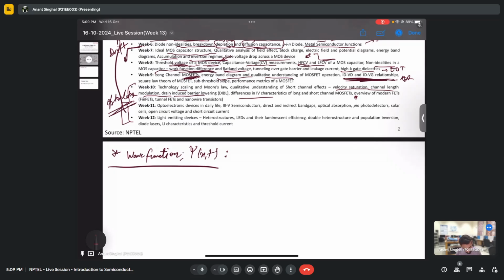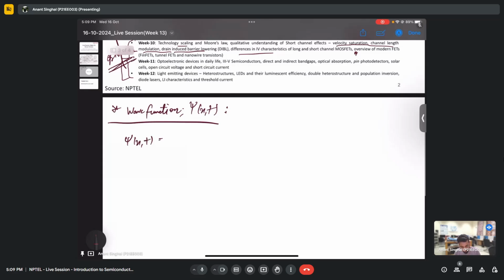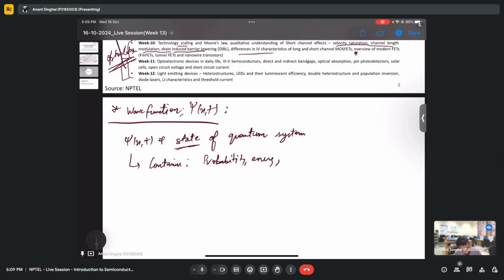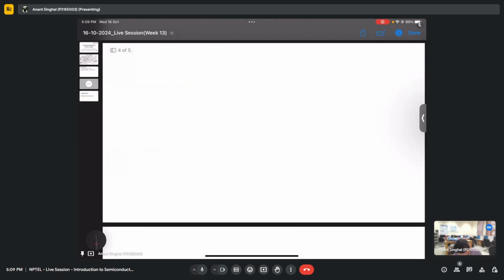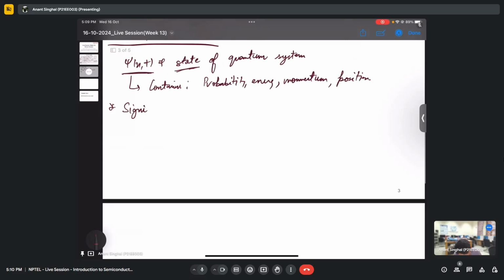So I hope you know that this wave function is nothing but some state of a quantum particle or a certain system, and it represents a certain state. And this particular thing contains all the information, such as probability; we can have the energy of that particle, the momentum of that particle, and we can get to know the position of the particle just by having the knowledge of this wave function. So if I quickly talk about the physical significance of this wave function, it is determined by three, four things.